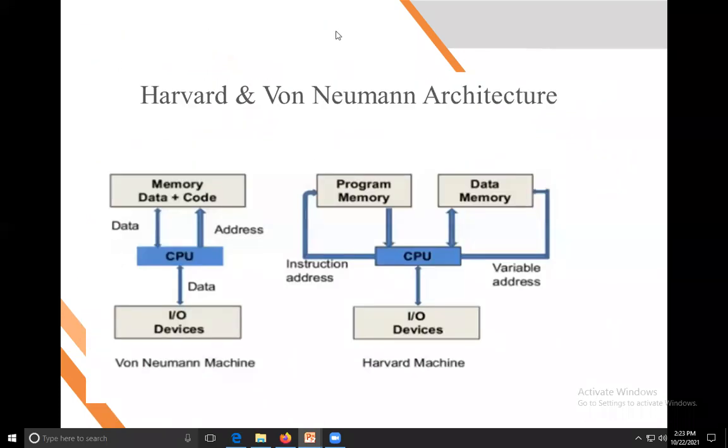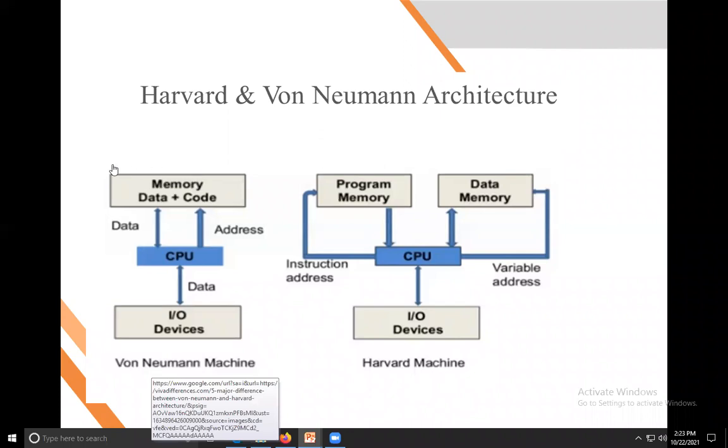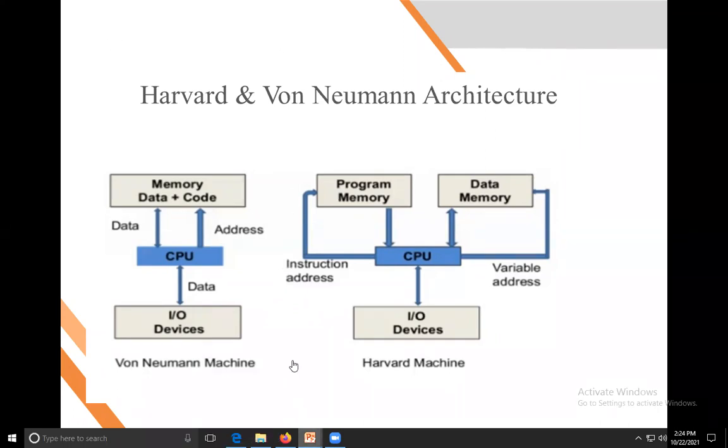This is the architecture: Harvard and von Neumann architecture. In von Neumann architecture, one memory acts as both data memory and address memory. Why am I discussing this? Because the DPTR is where the address of the data is stored. This is the Harvard structure. So I am discussing these two structures. What is the difference between these two?